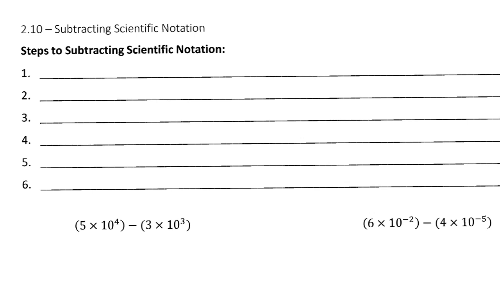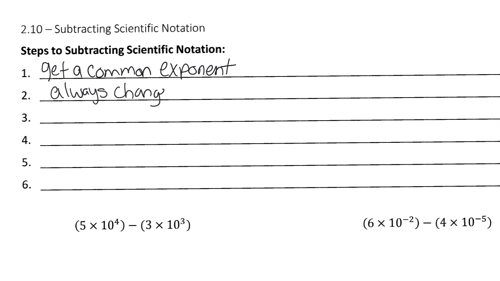Okay, so this is really similar to adding scientific notation. So the steps are the same. First thing you need to get is a common exponent. Our next step is to always change the bigger exponent when you're getting common exponents. So those are really the same step.